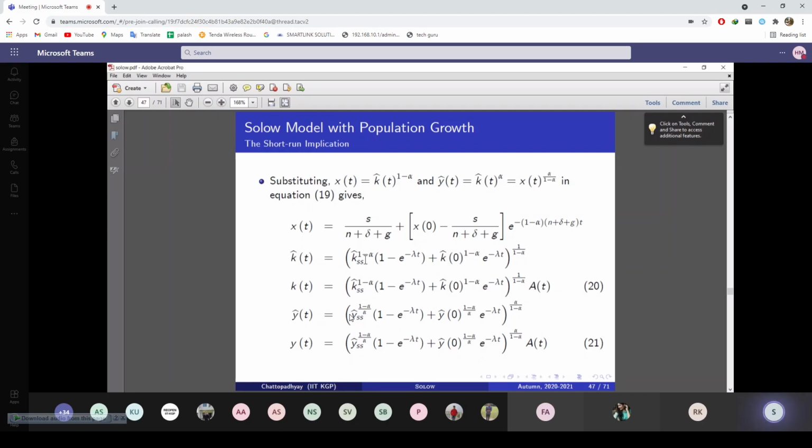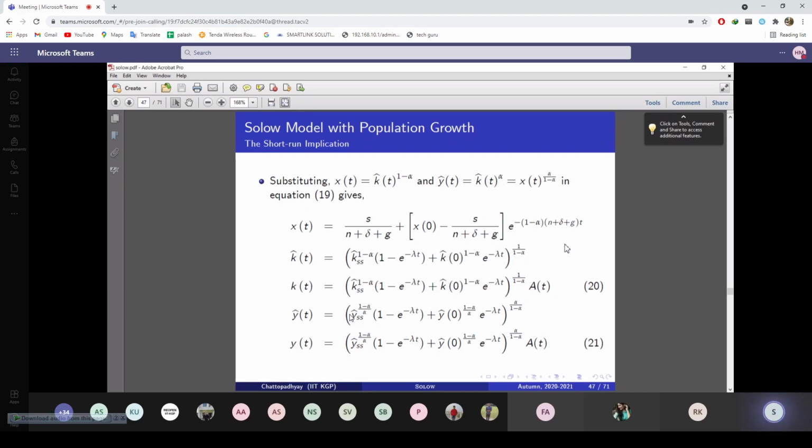Fine. It's basically all the variables, per capita capital stock and per capita output. They are converging to their respective steady state values at the rate 1 minus alpha times n plus delta plus g. This is the convergence rate. So you start at any particular place which is out of steady state, and then you ask the question: how long are you going to take to reach the steady state?